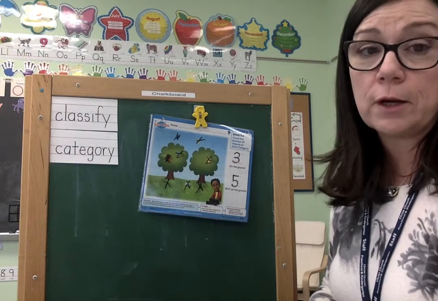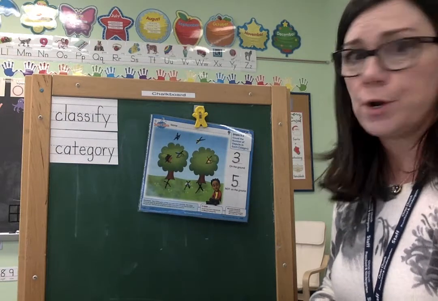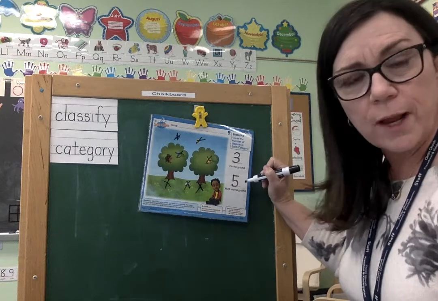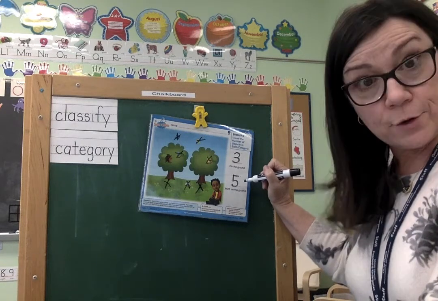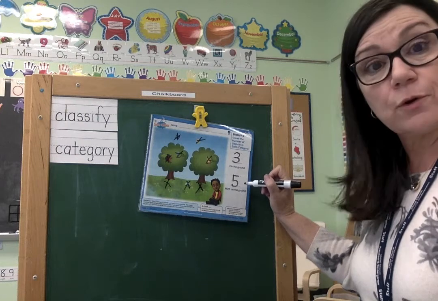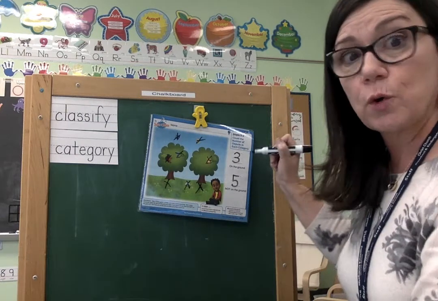And you'll remember from our last unit, we compared numbers. So there are 3 animals on the ground, 5 not on the ground. Which group is greater? Right, the group that's not on the ground, because 5 is greater than 3.